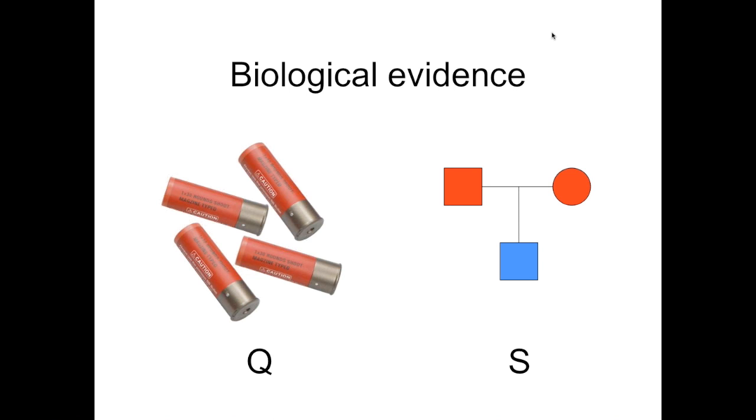On the left, labeled Q for questioned items, are 4 shotgun shells. The situation in this case is that a married couple was found murdered in their home, and the main suspect happened to be their son. Indicated on the right is the family pedigree of the father and mother, shown in red, who are deceased, and their son, who's shown in blue and is indicated as S for son or suspect.